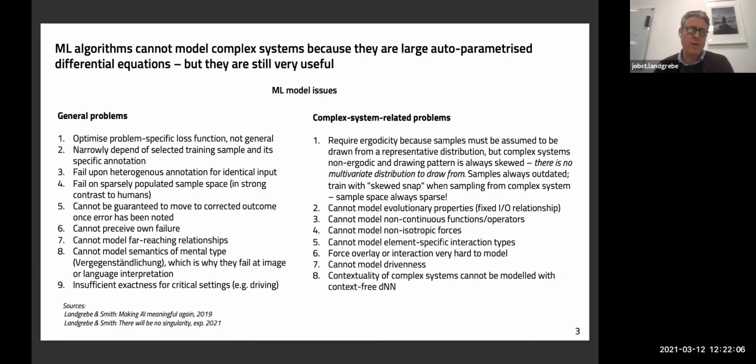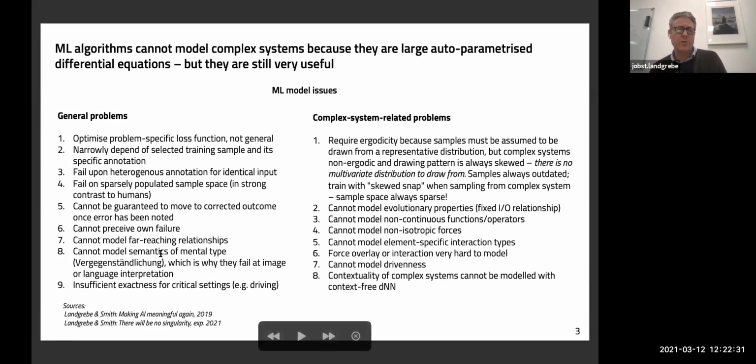And because of this, most sample spaces that we use are very sparsely populated. But the problem is that machine learning algorithms are very poor at working on sparsely populated sample spaces, because for the estimation of the hyperplane, you actually need dense areas of the sample space. Otherwise, the estimate is very, very crude.